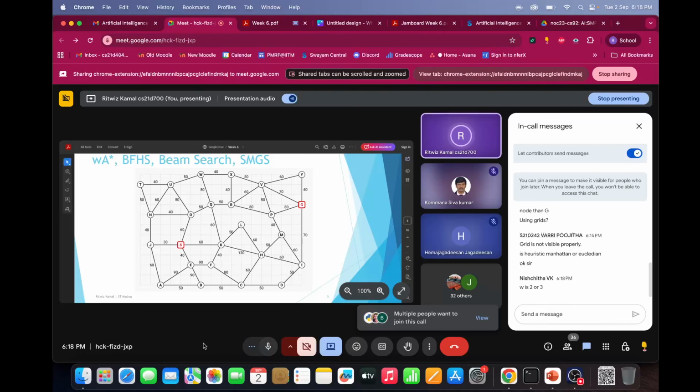So the W is 3. We have to use weight as 3 and then solve the weighted A star method. So maybe we can get started with the solution step by step, and then we can all see whether we are progressing in the correct direction or not.